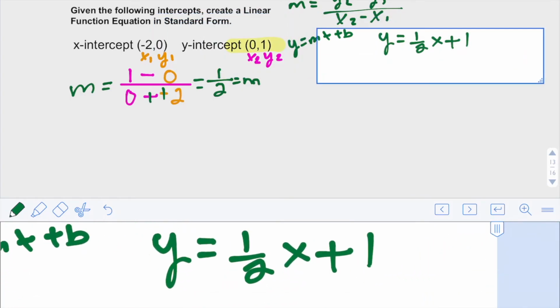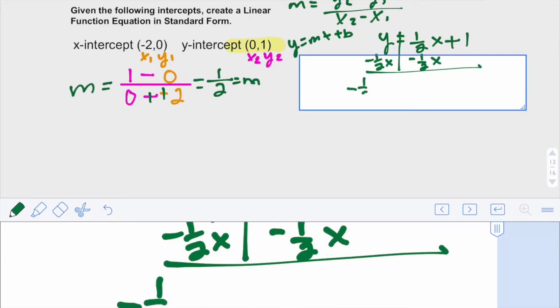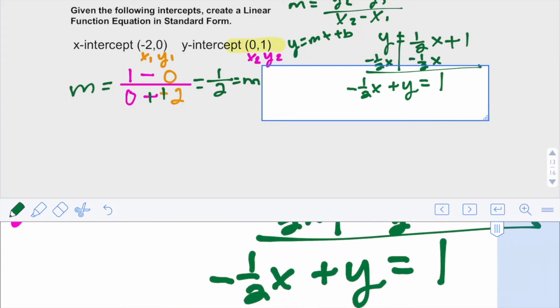So let's do that. I want to get the x to the y side. So I have to subtract 1/2 x here and then subtract 1/2 x here, my balancing point. That gives me negative 1/2 x plus y is equal to just positive 1. But I don't want to have fractions in my standard form.